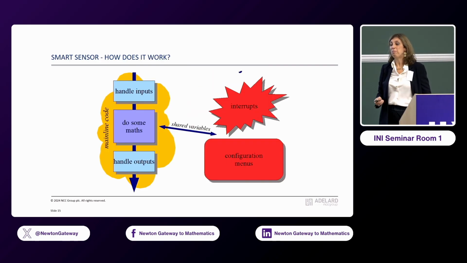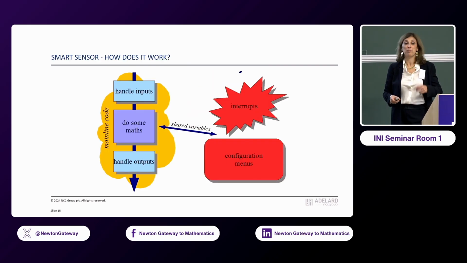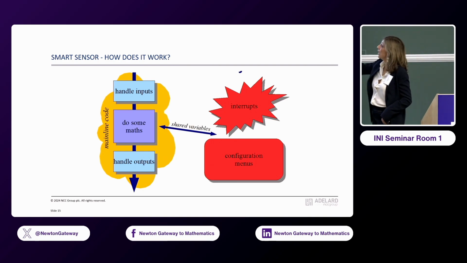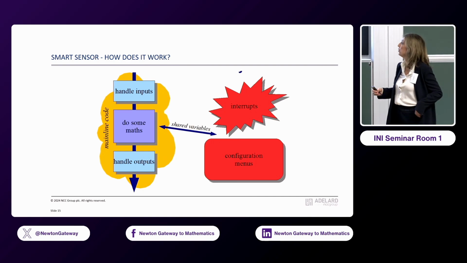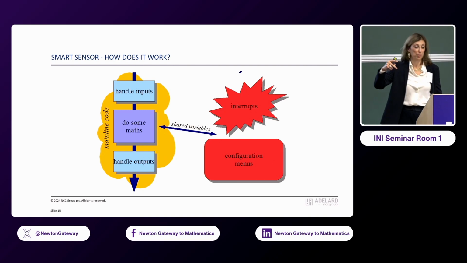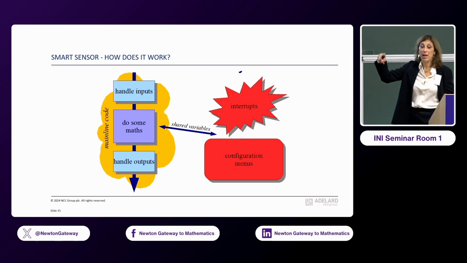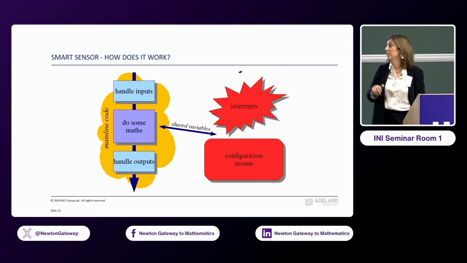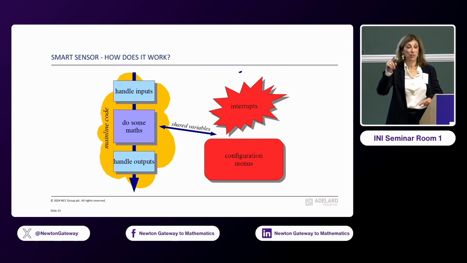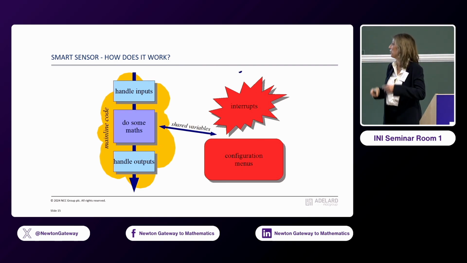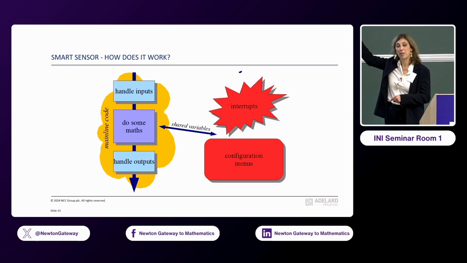So typically, most of the smart devices are fairly simple. Not all of them, but most of them are fairly simple. They have some inputs, and then they do some math, and from some calculations, get an output. And then some interrupts that come with doing different things. But that's typically the structure of the code.